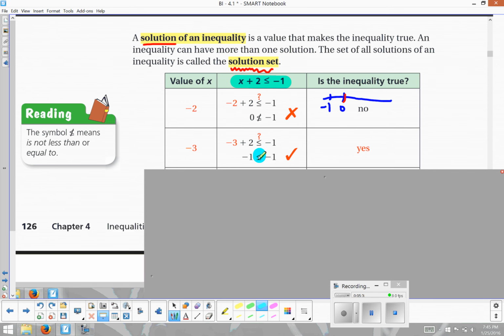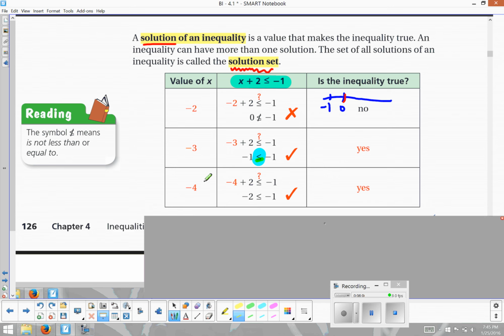So do you see that equal to sign at the bottom right there? Since there's an equal sign there, -1 and -1 are equal to each other. So since that's the case, you do have a yes. This is a true inequality. It isn't greater than, but it is equal to. So since it's equal to, it is a yes.